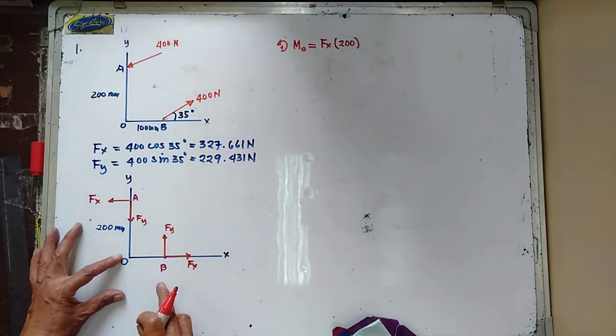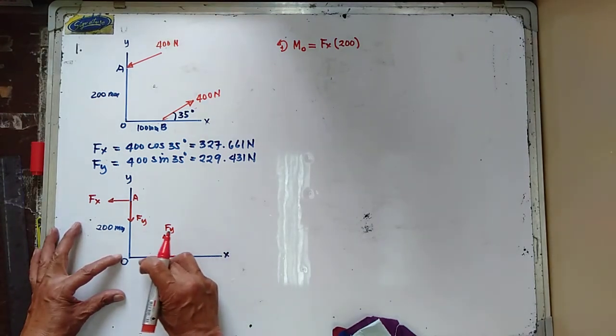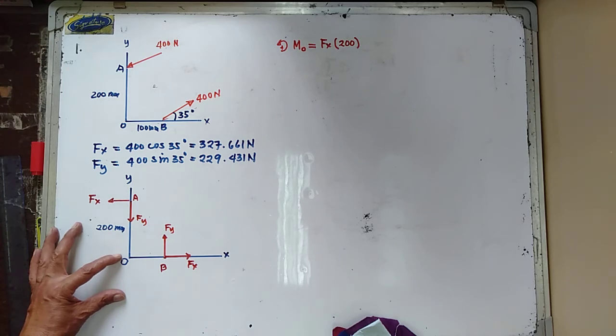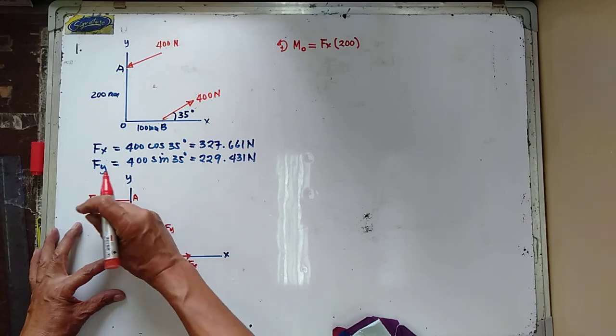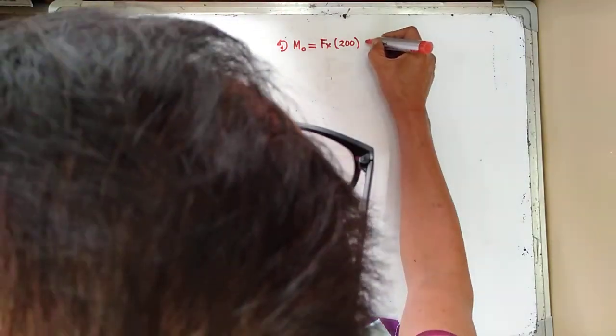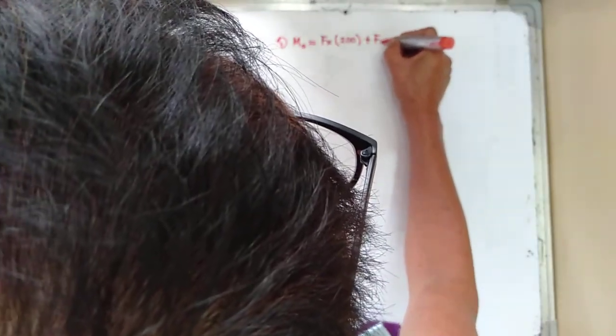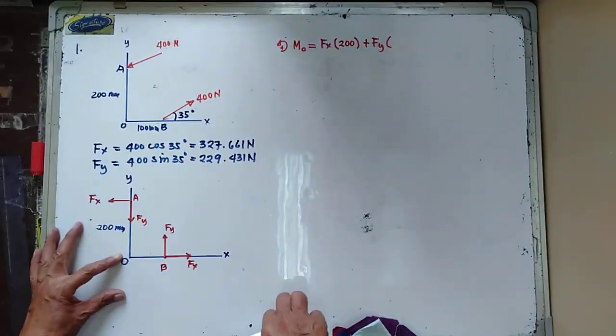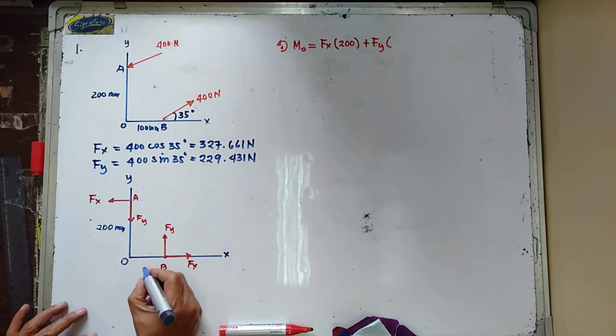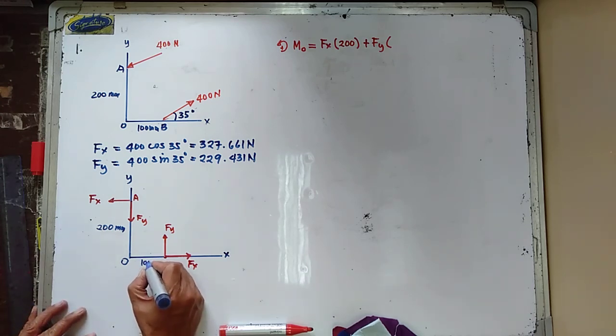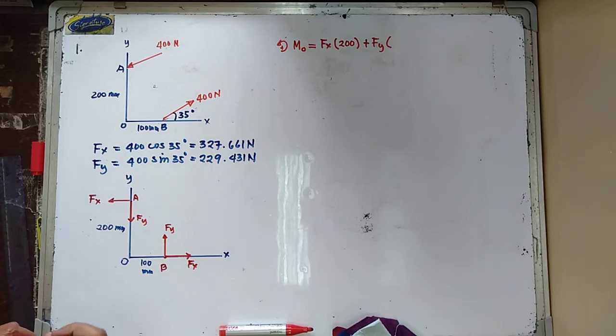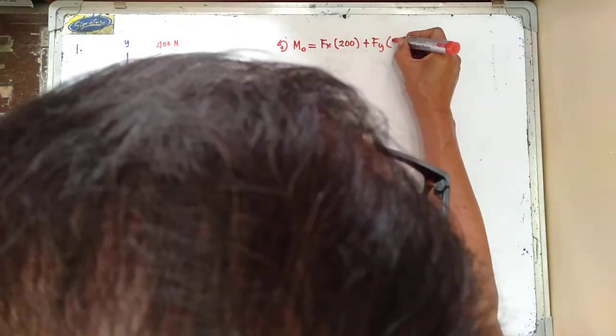Now, for the force acting at point B, Fx has no moment about point O because it passes through your moment center. So we have your Fy. We now have plus counterclockwise moment, Fy multiplied by the moment arm, and the moment arm in here is 100 millimeter.